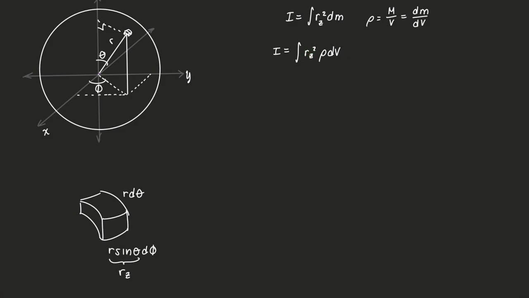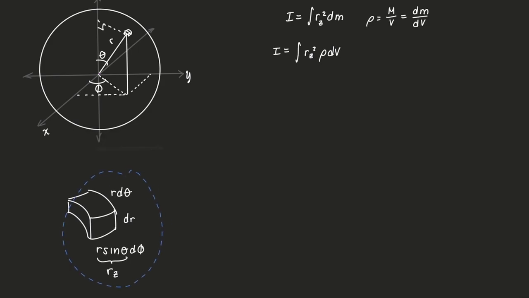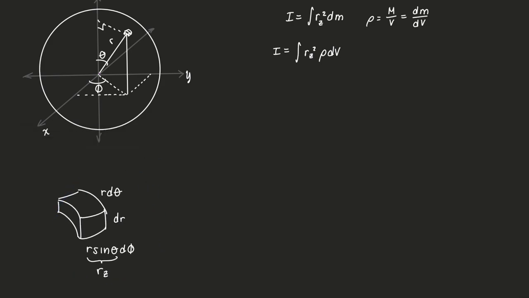So next we have to think about this segment, and this one's a little bit easier. That is just a little tiny change in the thickness of our spherical shell, or in other words, dr, a tiny change in the radius. So now that we have all of these dimensions, we can think about what our dv element is. And it actually is just the product of all of them. So we end up getting r squared sine theta dr d theta d phi.